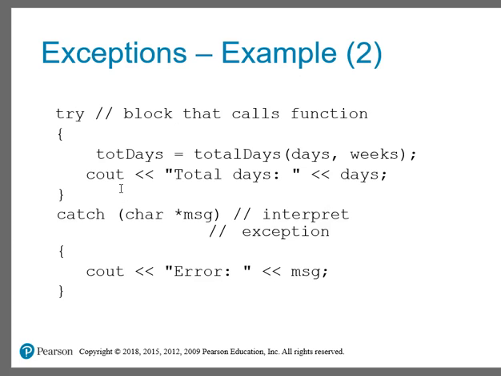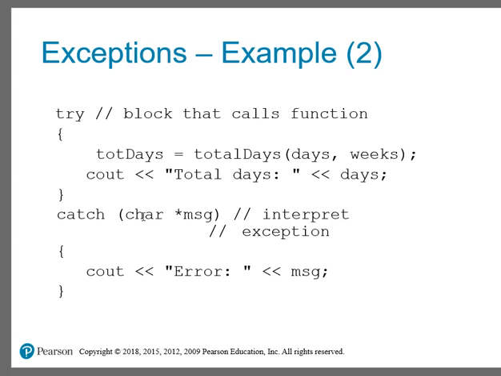A second example: this is the try catch block, and this is the code that actually would be tried. If total days is called and works fine, then it's going to output the days. Otherwise, the exception will be thrown, and it will come back here, and a message will be printed.